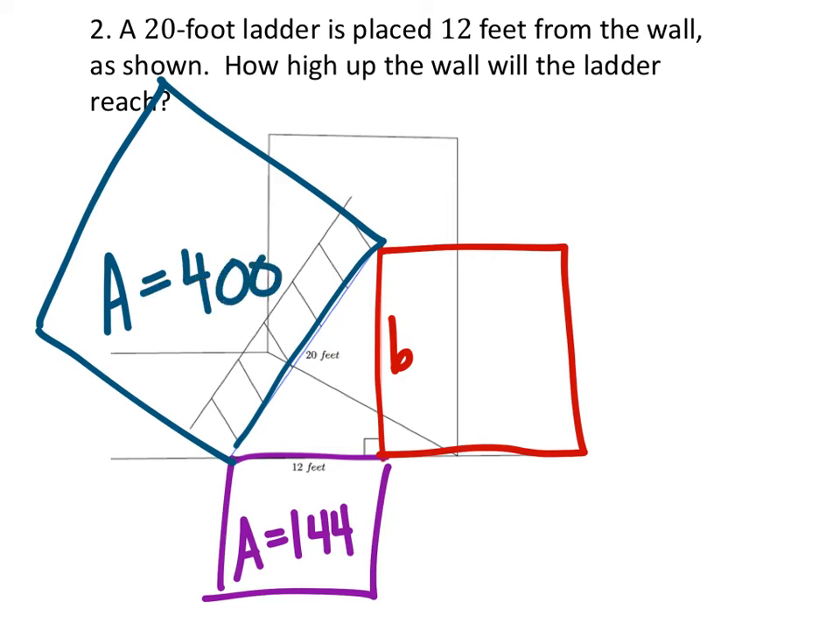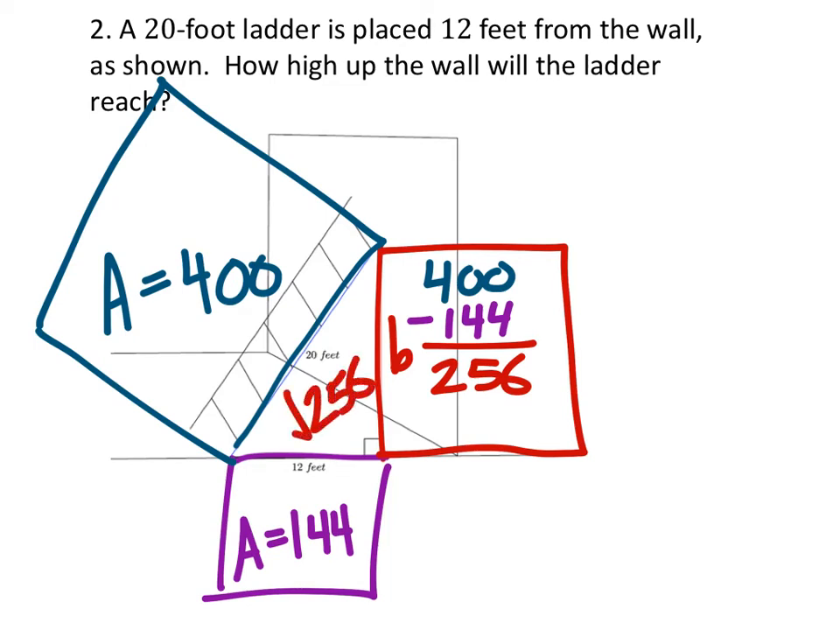So the area of the red square is going to be the hypotenuse square, subtracting the other leg square. Alright, so subtracting these, this would be 256. And the length of that line then would be the square root of that area of 256. So the square root of 256 is 16, and we'll label this one in feet.